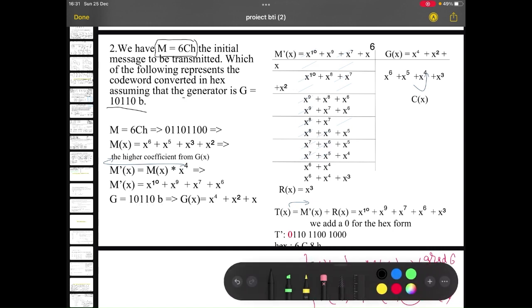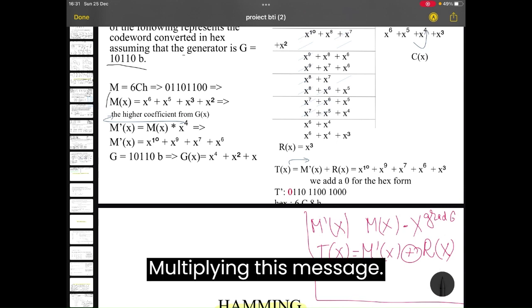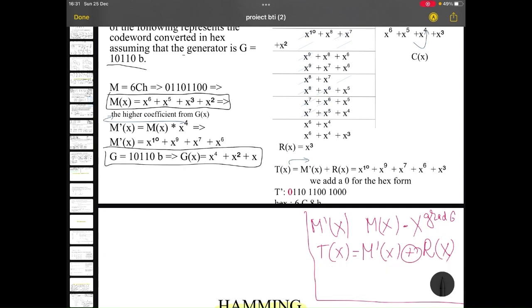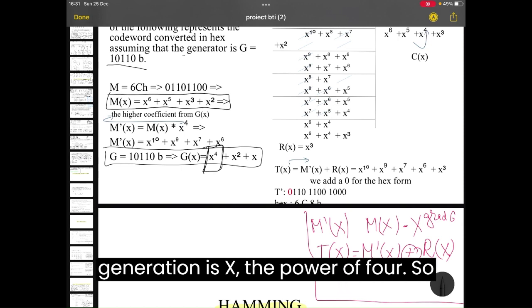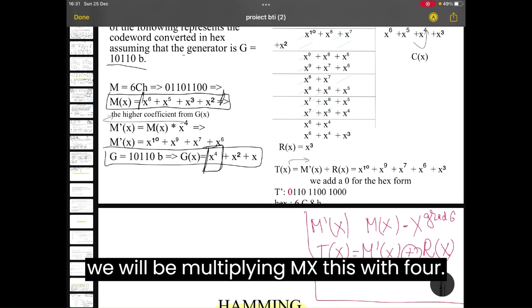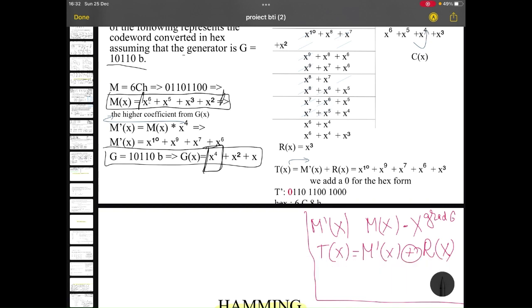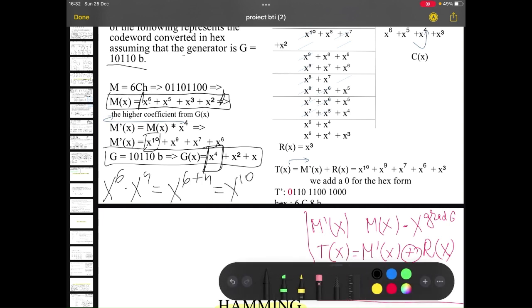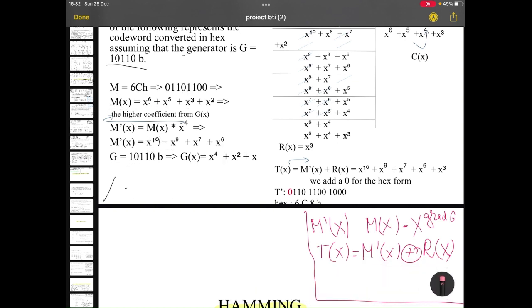Okay, now we have to find out what we will be dividing. We will be dividing the message, but not the message that we get. We will also be multiplying this message that we get with the highest coefficient of the generator. And the highest coefficient of the generator is x to the power of 4. So we will be multiplying m(x), this, with x to the power of 4. And we will get that x to the power of 6 times x to the power of 4 equals x to the power of 10, because there's this property. I will not be writing this for each case because you get the idea by now.